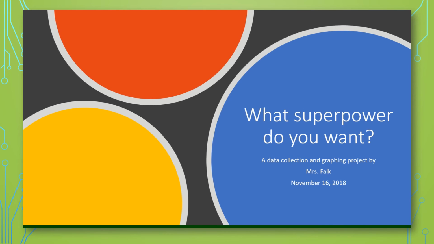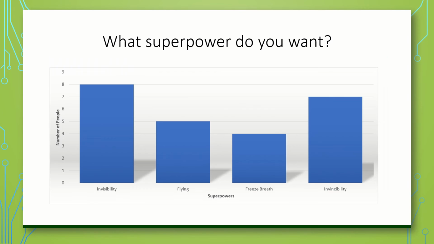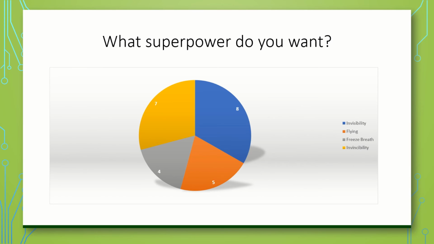Now you can see, here's my title page with my question and my name and the date. If I click the next arrow, it shows the tally chart with the data in it. If I click again, now it shows the bar graph. Very easily readable. Click one more time and we're going to see the pie chart. And it's labeled with both the data numbers and also the key that shows us what the information is.